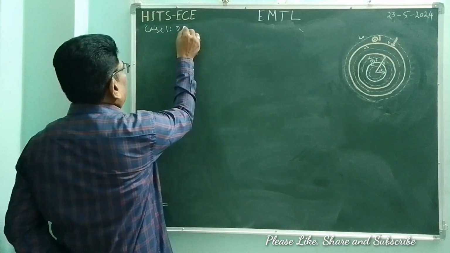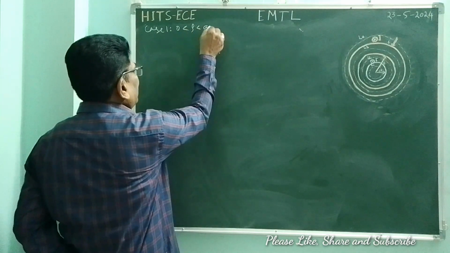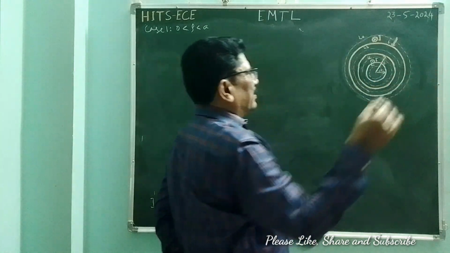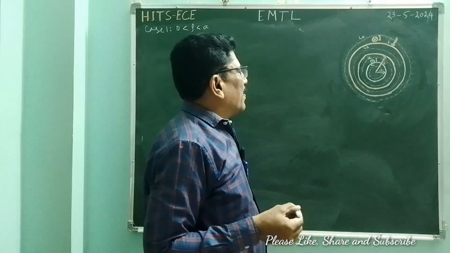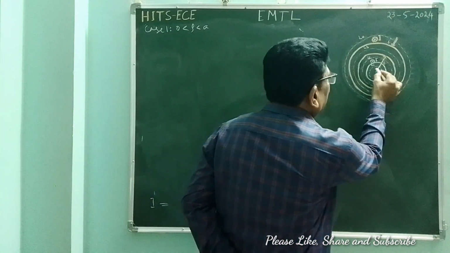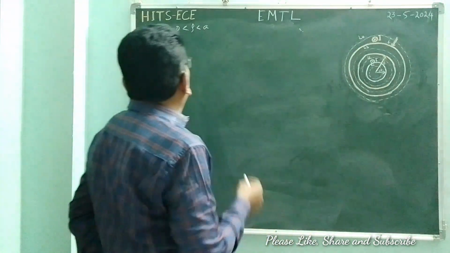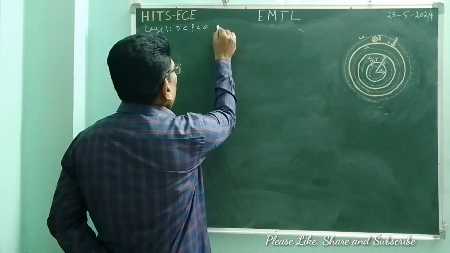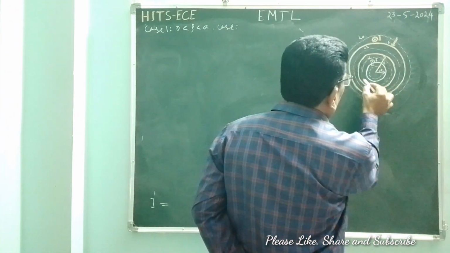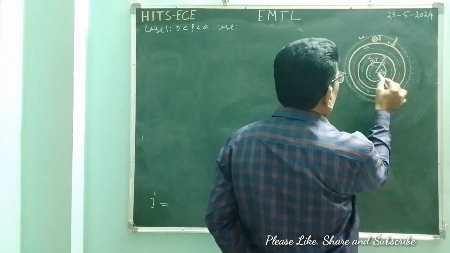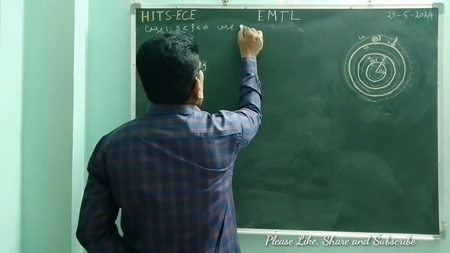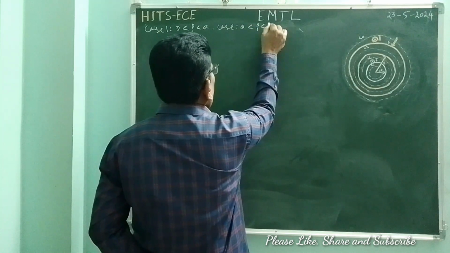Case 1: 0 is less than rho is less than A. That is the inner cylindrical conductor whose radius is A, and this Amperian path, shown by the dotted line, lies between 0 and A. Case 2 is L2, which lies between conductor 1 and conductor 2, that is, between the inner conductor and the outer conductor. That is A is less than rho is less than B.